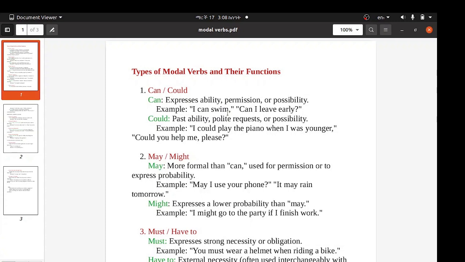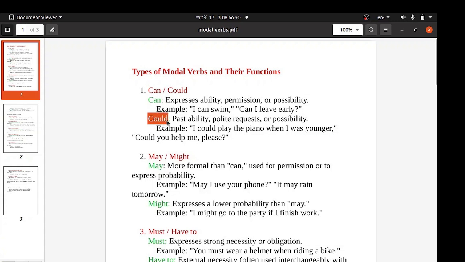Swimming is my ability. The second example is, can I leave early? This is permission. I am asking someone's permission to leave early. So in this case, can is used to express permission.